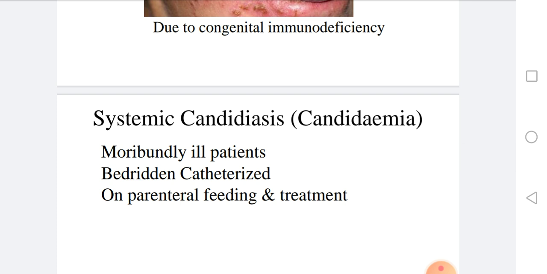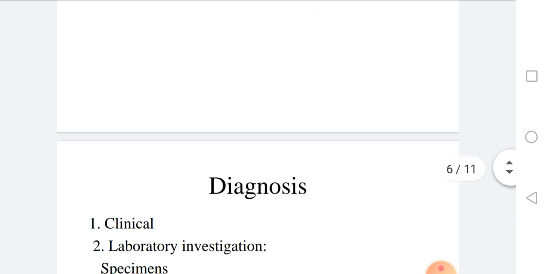Systemic candidiasis, candidemia, where Candida albicans is found circulating in the bloodstream and it may reach the cerebrospinal fluid. The disease is common among people who are moribundly ill, that is to say severely ill, bedridden, catheterized, on parenteral feeding and treatment.